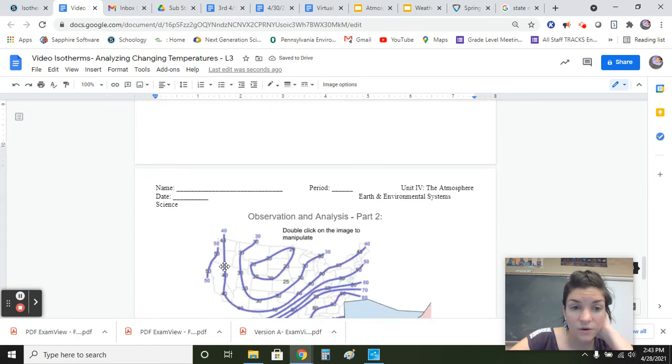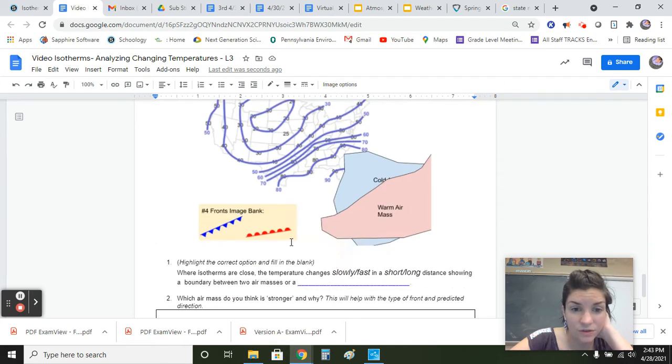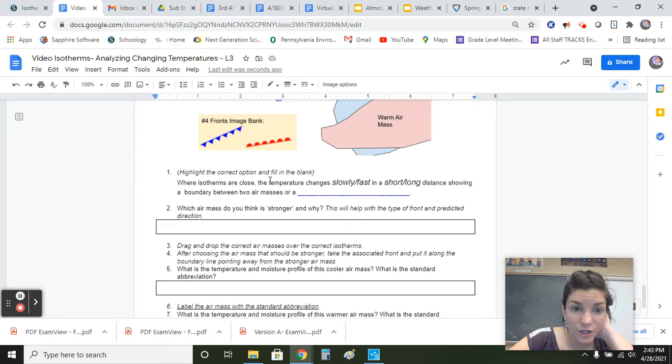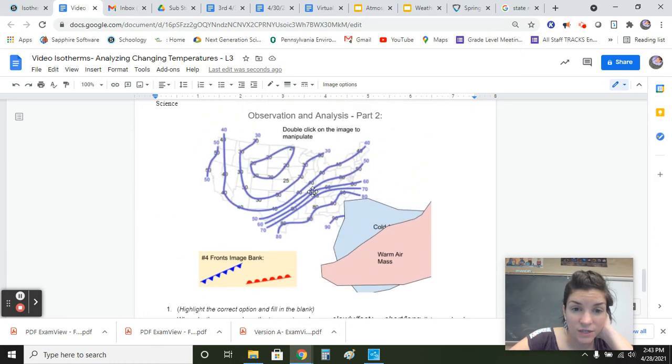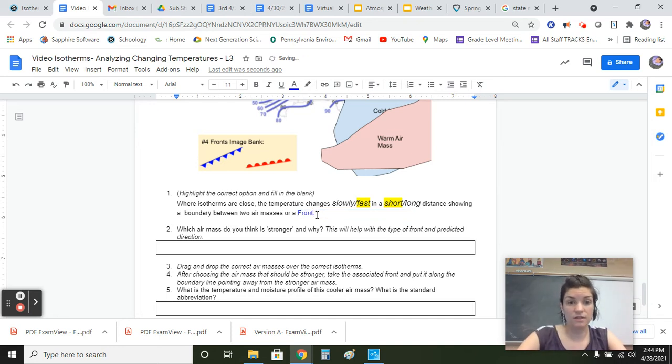All right, so now we're moving down to the last little part here. Again, we're looking at isotherms. It says where isotherms are close, the temperature changes. So here's isotherms being really, really close. And if you were to drive across this state, you would notice that the temperature changes very quickly. So where the isotherms are bunched together, that means that it changes quickly in a short distance, showing a boundary between two air masses, or that's called a front.